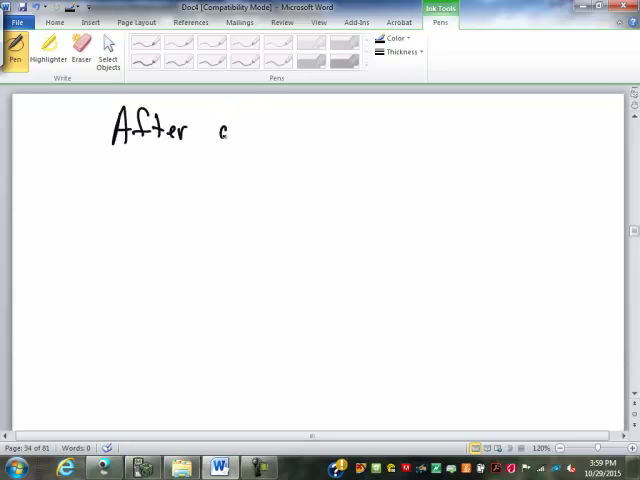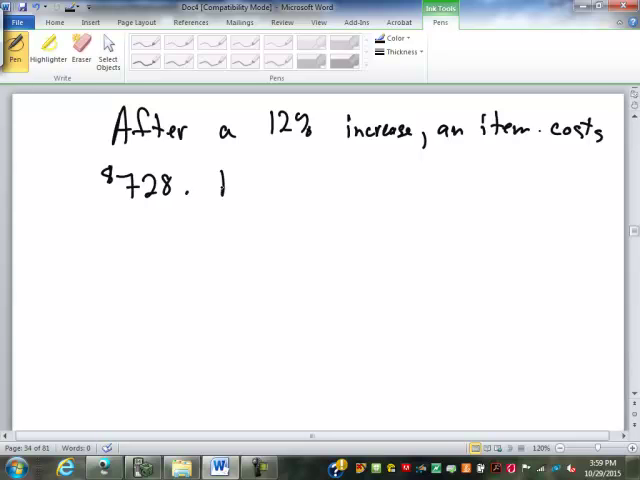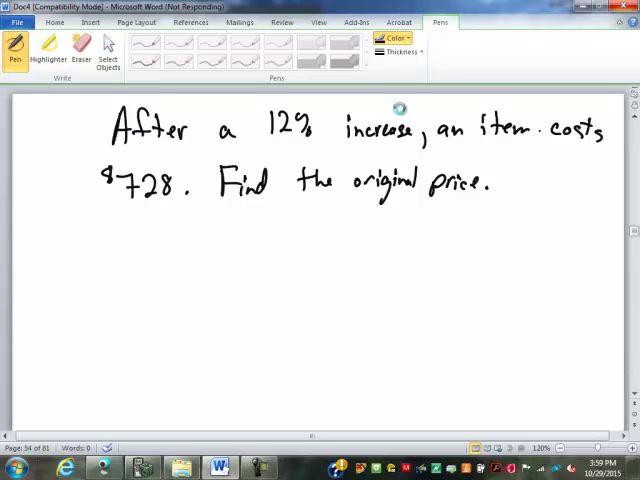Let's say after a 12% increase, an item costs, let's see here, $728. Find the original price. Can I find 12% of 728 and subtract it? Obviously, if I'm asking, the answer is probably no. Why not is the better question.